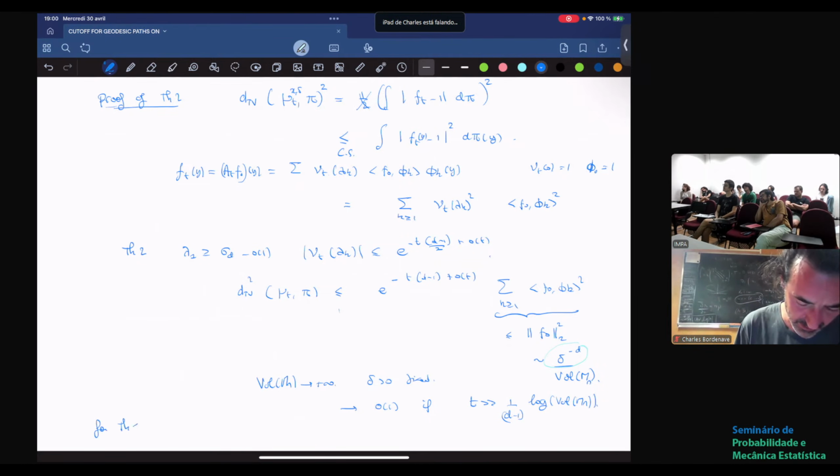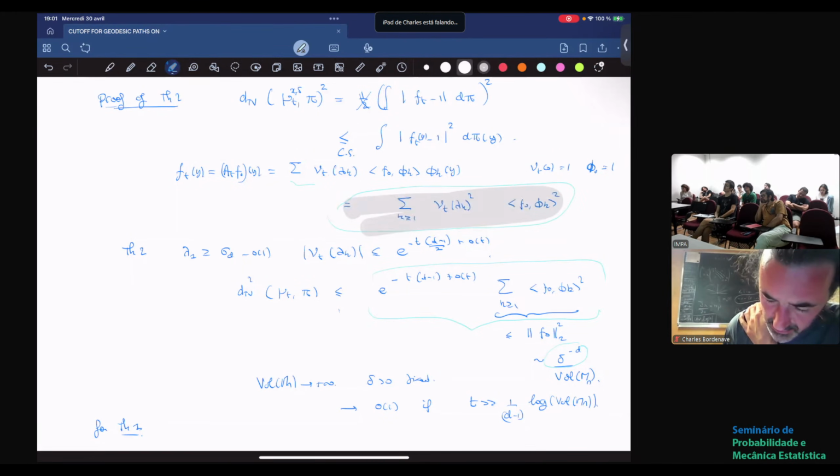For theorem 1, you have to divide this sum, which was it? This sum, okay? Instead of bounding, you have to, this was the proper expression.